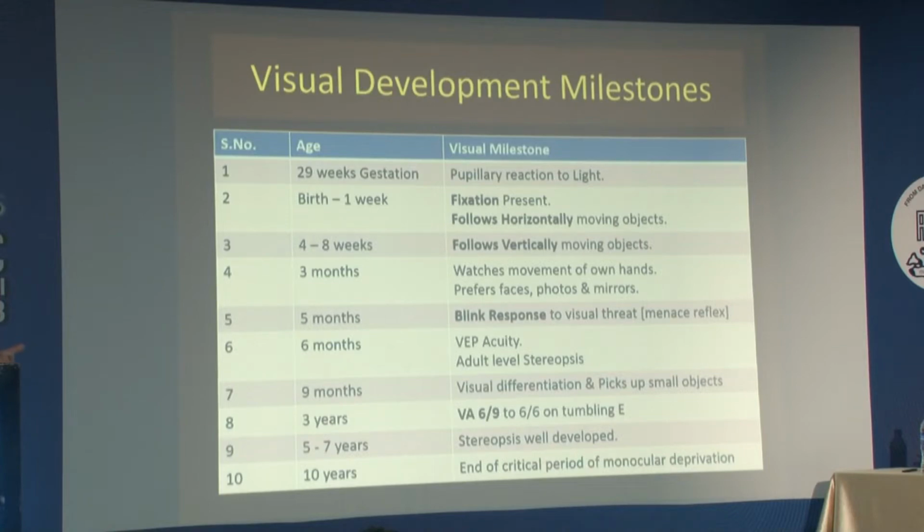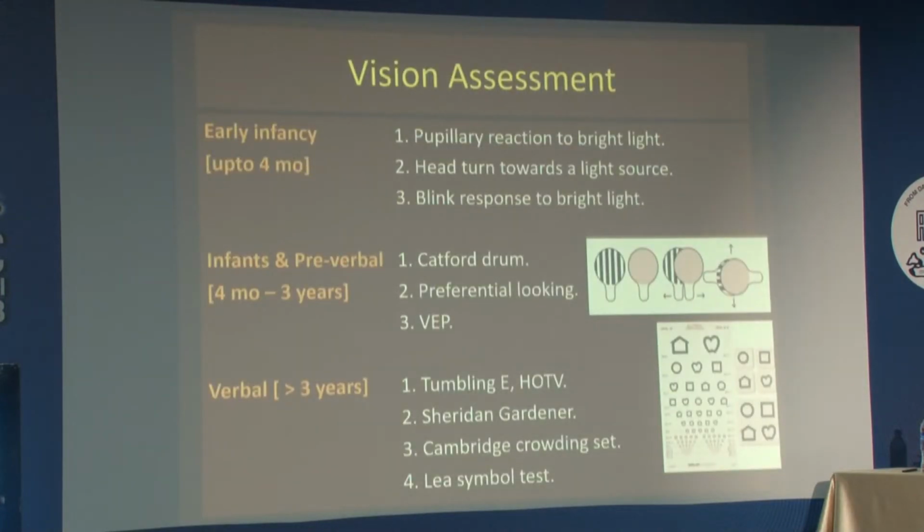At 29 weeks of gestation, yes, when the baby is in the womb, pupillary reaction to light is present. Fixation and horizontal following of moving objects, horizontal tracking, is present from birth to 1 week. Vertical tracking occurs from 4 to 8 weeks, blink response in 5 weeks, and by 3 years of age, the child will have 6/9 visual acuity. And if these milestones are not followed, the child has visual impairment.